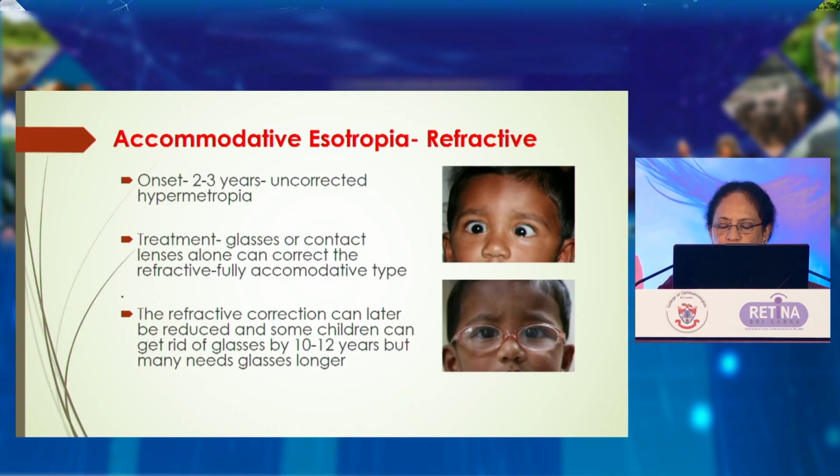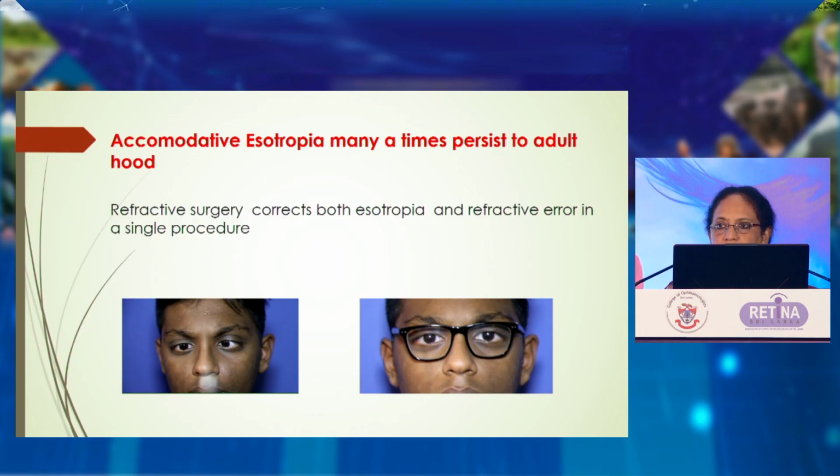See, accommodative esotropia can be refractive or non-refractive. In the refractive type, it is due to uncorrected hypermetropia, usually starts by 2 to 3 years of age and is treated by glasses as seen in this picture. Usually, as the child grows older, the esotropia will come down because the hypermetropia also comes down. But most of the time, although the esotropia comes a little down, it persists and the dependence on glasses is persistent, like in this child who has grown into adulthood.